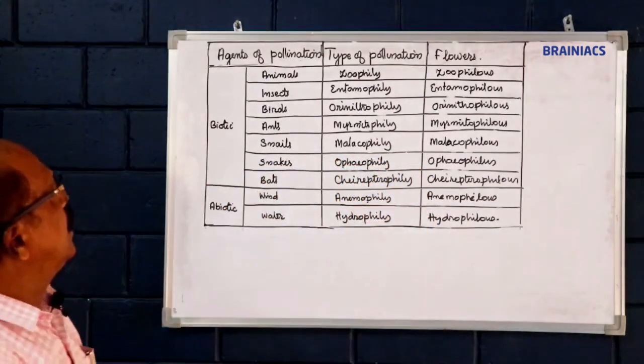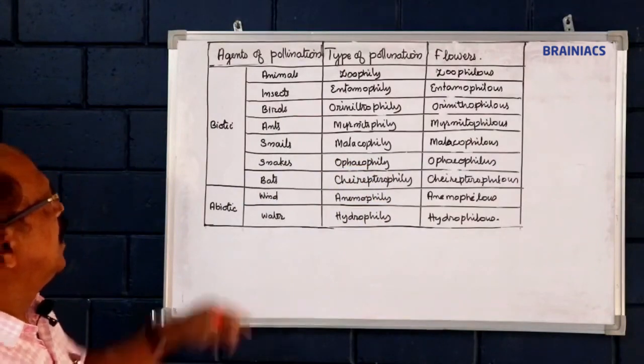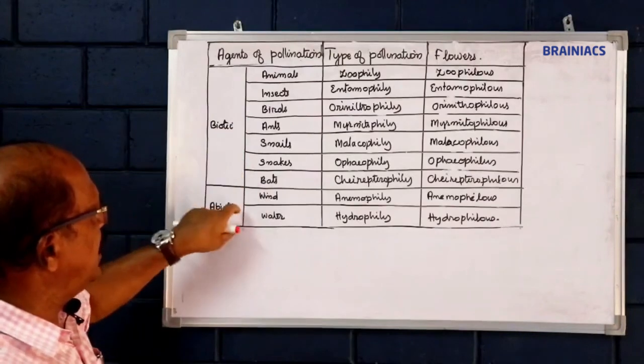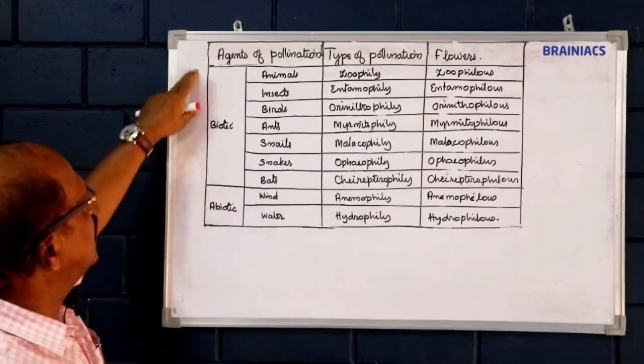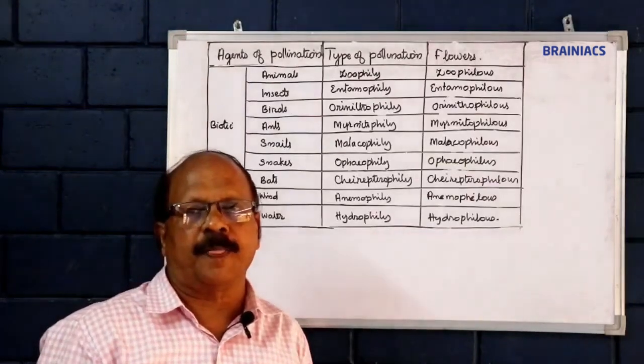See, agents and types of pollination and flowers. Animals, insects, birds and snails, snakes, bats, wind, water. Wind and water are abiotic, the others are biotic agents. Rest in the next class. Okay.